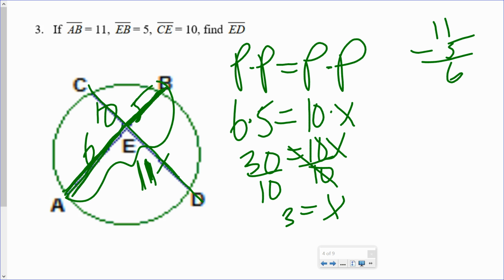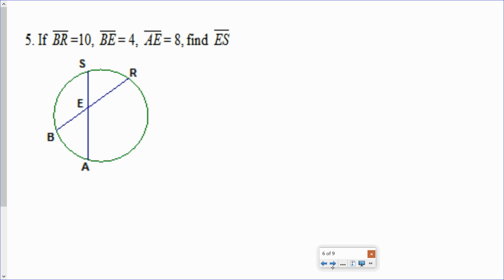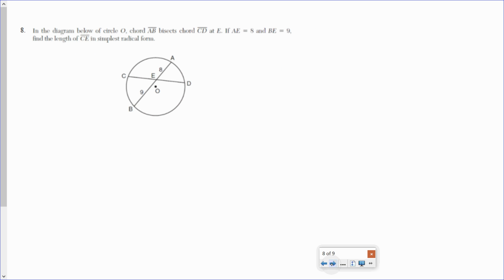I get x to be 3. And that's it. I think we're going to do one more with a little twist, and then after that, you'll practice on your own. Couple little geometry twists on this one. It's asking for the length of CE in simplest radical form. So that's one twist, the simplest radical form. We'll get back to that.